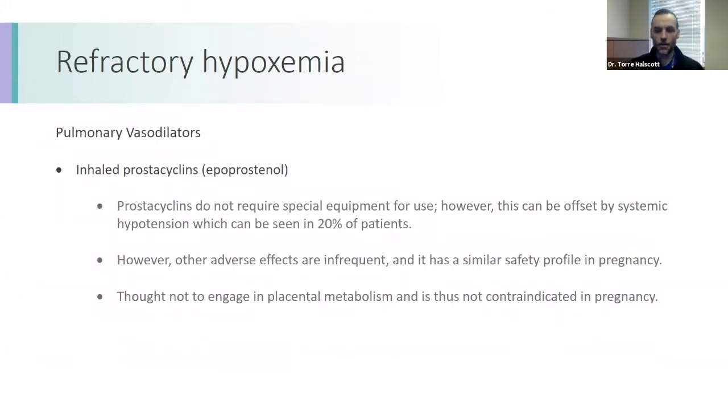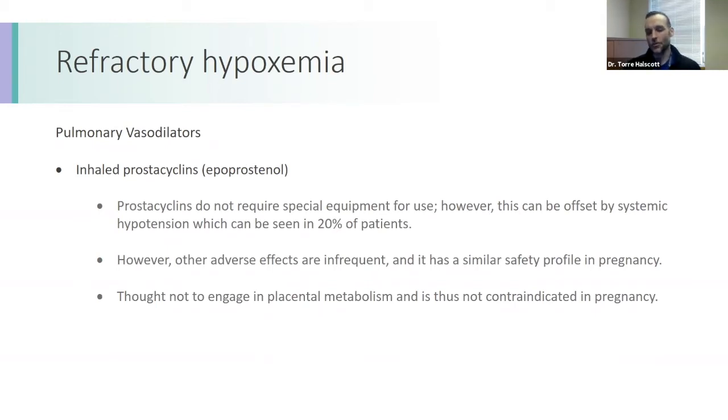Epoprostenol, which is inhaled prostacyclin, also works similarly. There can be significant hypotension with this medication, though, in about 1 out of every 5 patients. So we need to be cognizant of that. But again, not contraindicated for pregnant and postpartum patients as well, although there is not robust data.